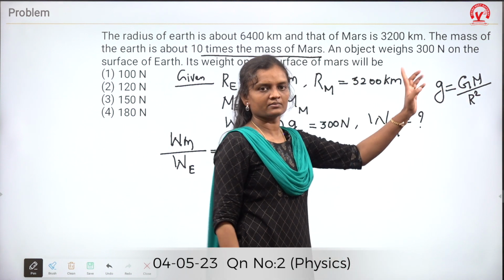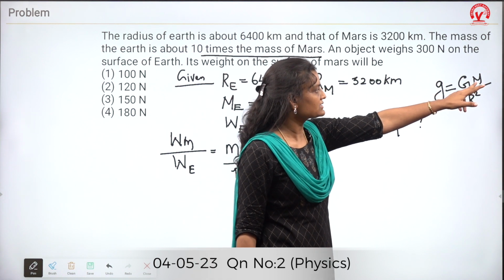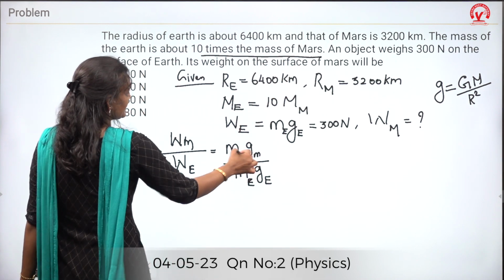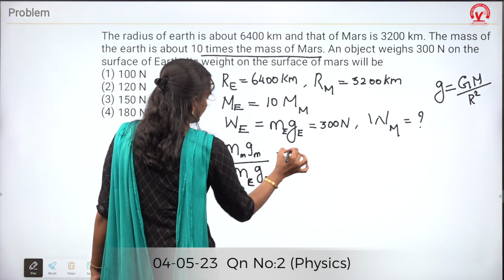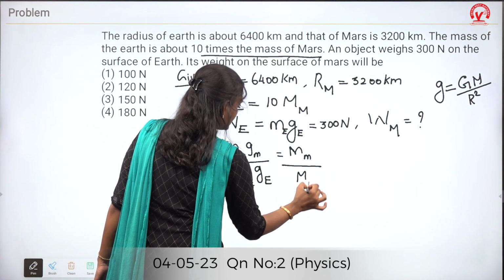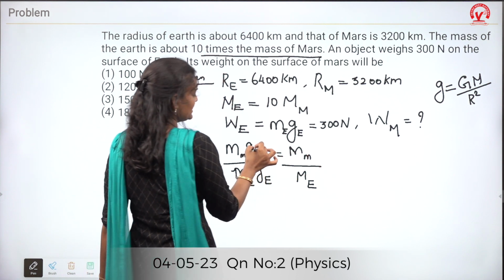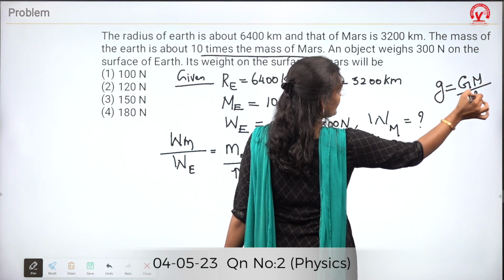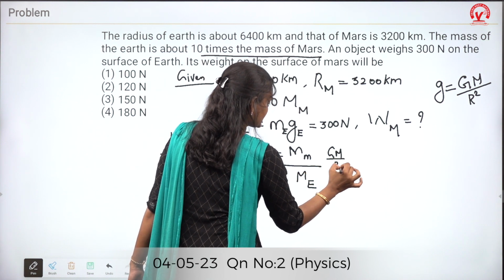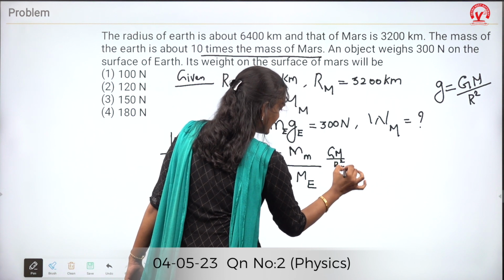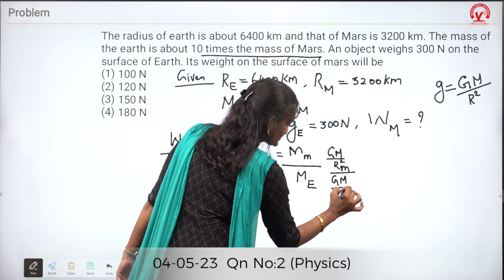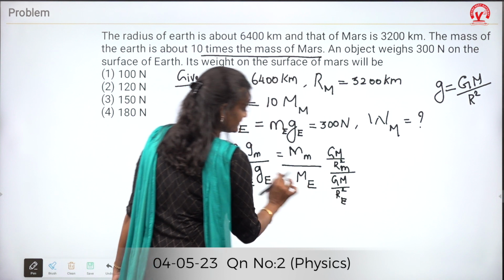Here capital G is the gravitational constant, m is the mass of the earth and r is the radius of the earth. And this can be written as, for mass m, the weight is divided by the weight of earth, and g is GM divided by r square. So Wm over We is equal to GM by Rm square divided by GM by Re square.